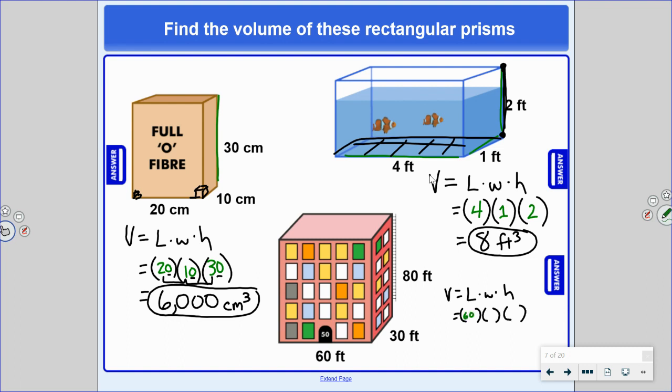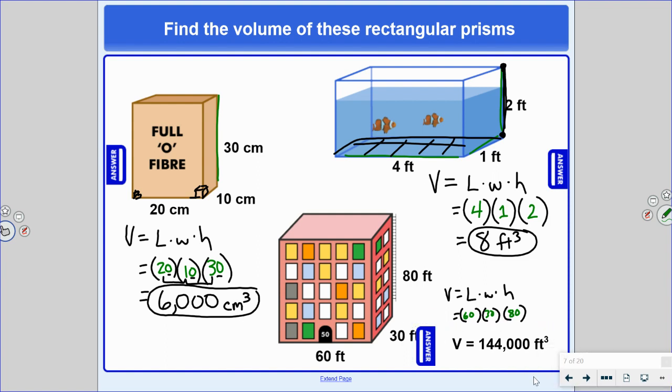So I would argue the base is going to be 60 by 30, and then you'll stack it 80 tall. Final answer here, 144,000 cubic feet. And yes, folks, heating and cooling workers have to work this out all the time in order to make sure they have the right equipment to heat a building, to cool a building in the summertime, that sort of thing. So they're measuring volume of air a lot.